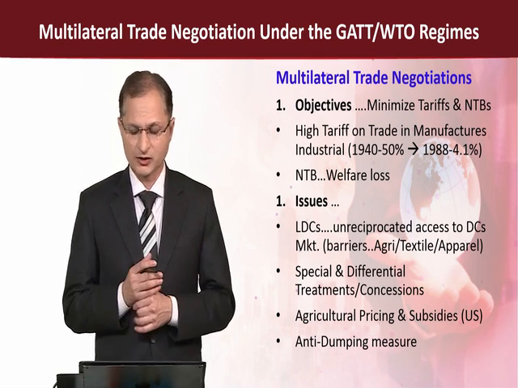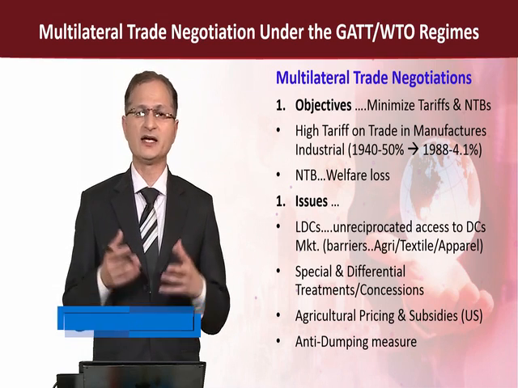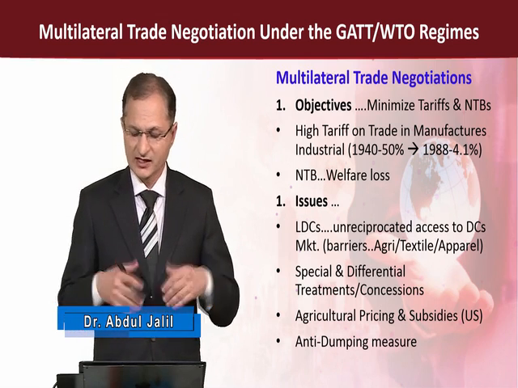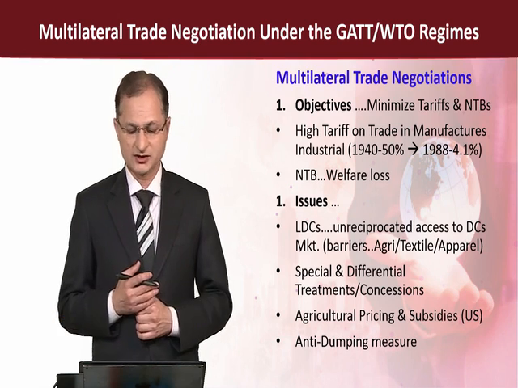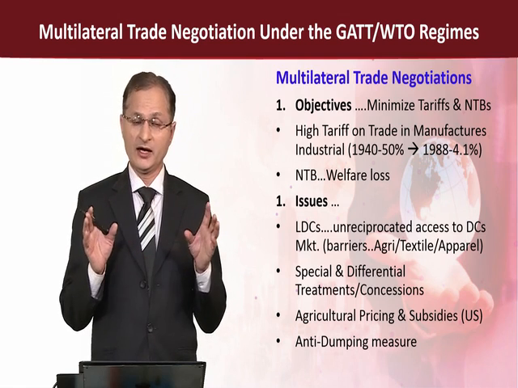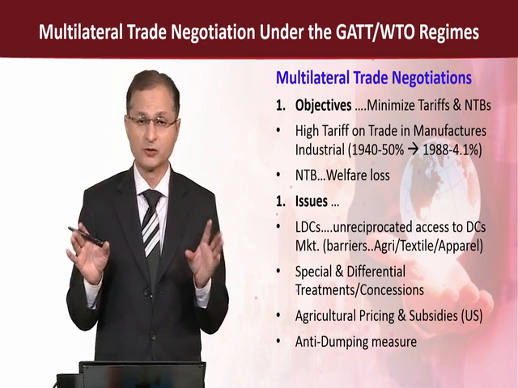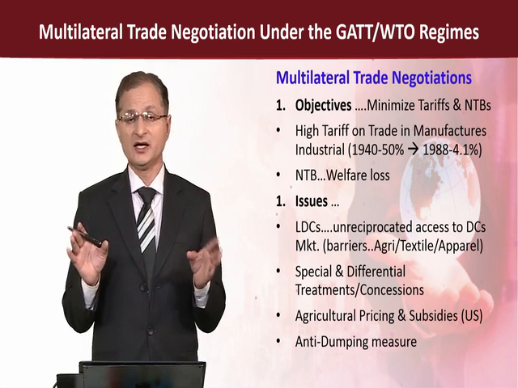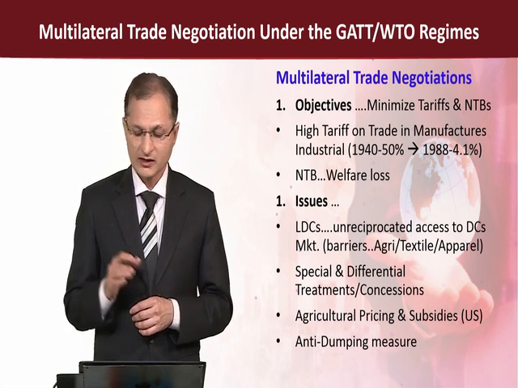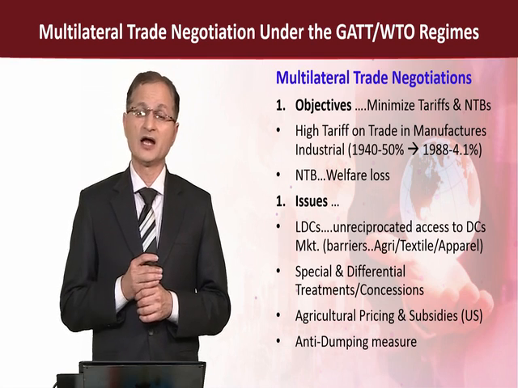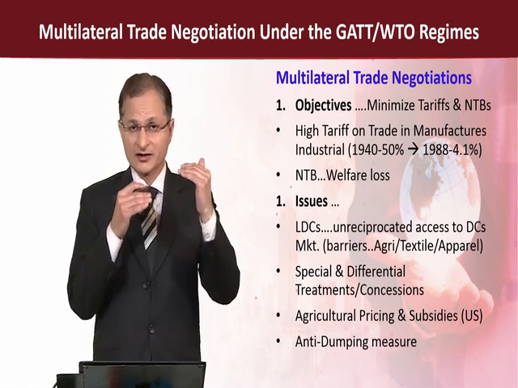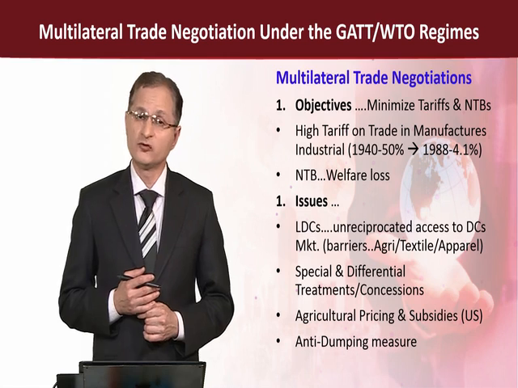process or liberalization process. And secondly, over time, non-tariff barriers have appeared as well. Therefore, non-tariff barriers need to be controlled or minimized, which is another objective with respect to trade liberalization during these negotiations. Interestingly, high tariffs on the trade of manufacturing products were observed, specifically in industrial economies, at 50% in 1940, and that was slashed down to 4.1% in 1988. So over time, industrial countries successfully reduced their tariffs on manufacturing goods.